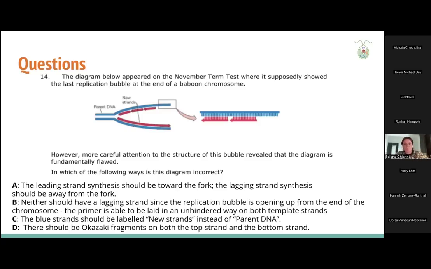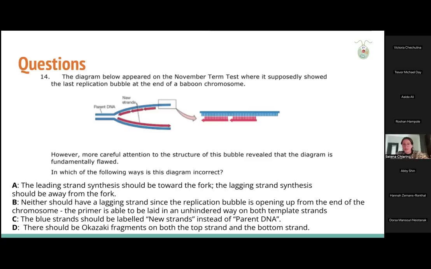If the strands were parallel, you would be able to do this, but they're anti-parallel, meaning what you have on one strand, you can't do on the other. So it's reversed on both. That leads us to A. The leading strand synthesis should be towards the fork, and the lagging strand synthesis should be away from the fork, which makes perfect sense. Every diagram we've seen has shown leading strand towards the fork.